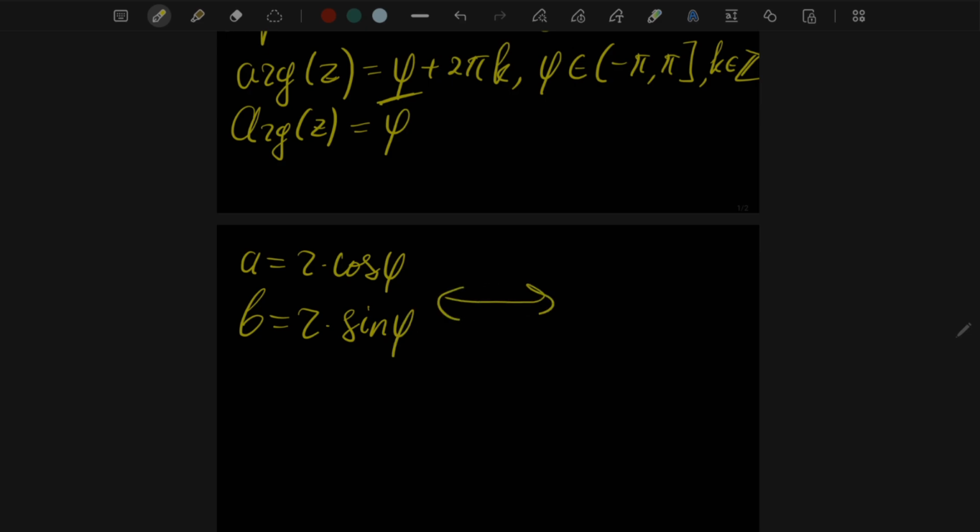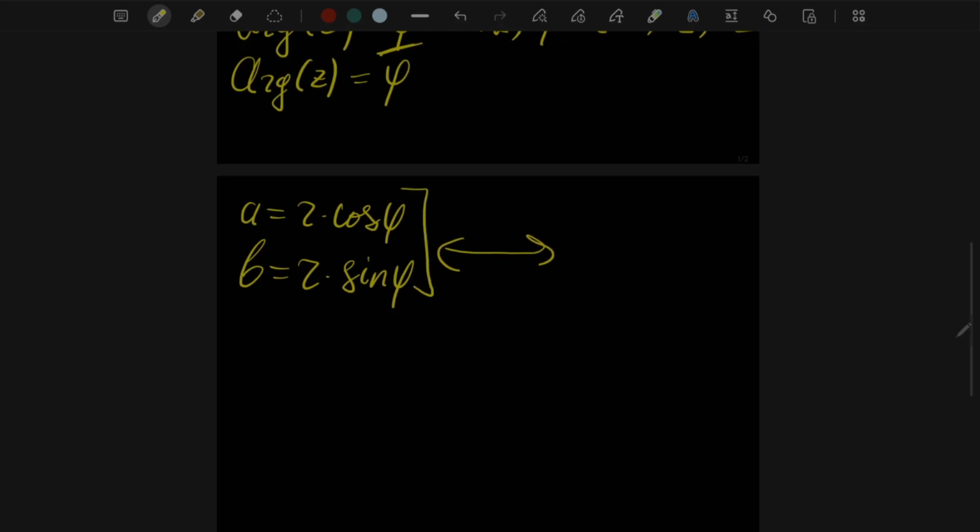And how do we go back? If we take each of these values, we square them and add, then cosine squared plus sine squared is, by the fundamental theorem of trigonometry, one, so the sine and cosine will cancel out, and we will just get r squared. And after taking the square root, we will get r. So r is equal to the square root of a squared plus b squared.